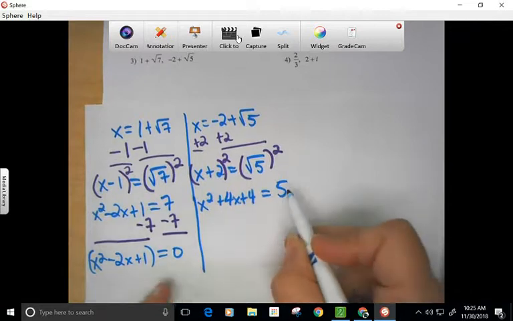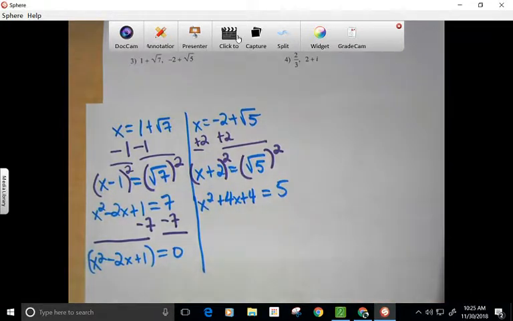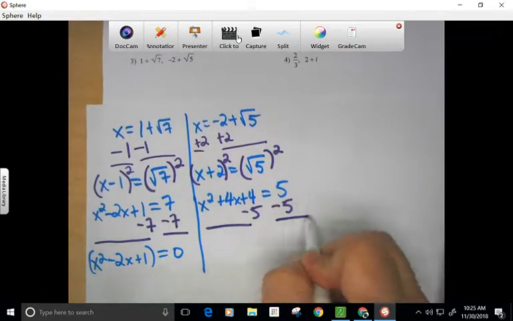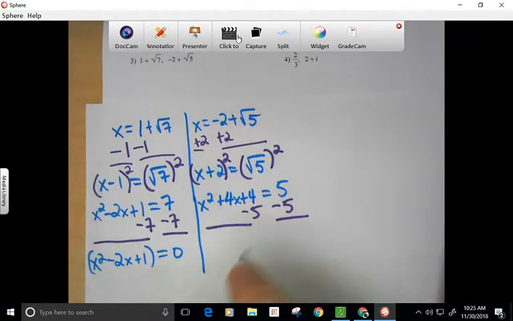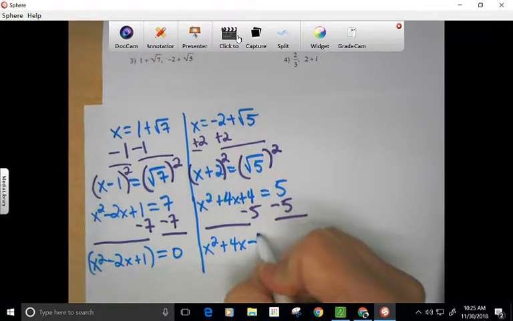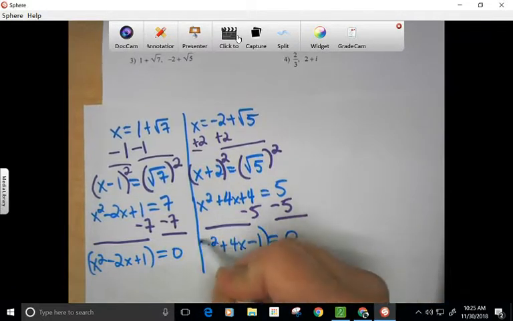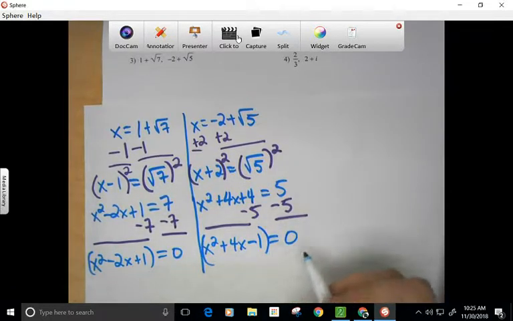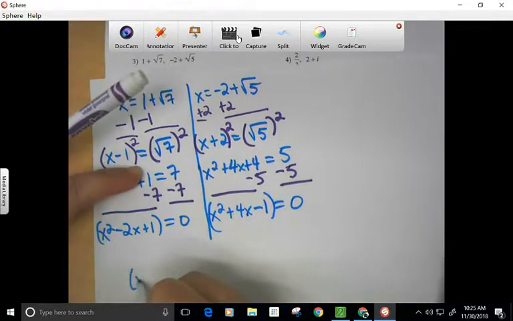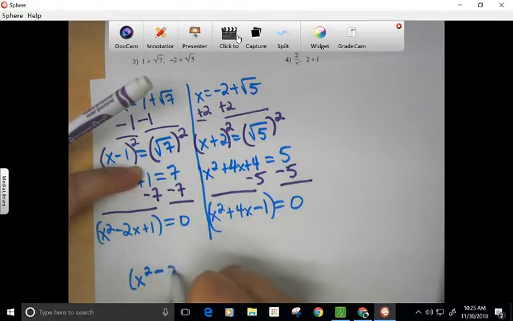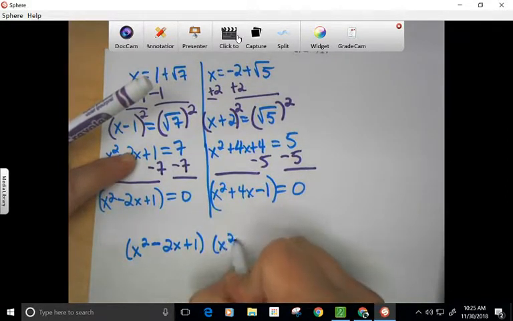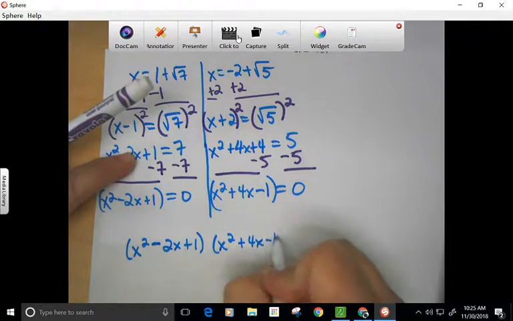Now, in order to get this set equal to 0, we're going to subtract 5 from both sides, and we get x squared plus 4x minus 1 equals 0. So now that it's set equal to 0, we know this is the factor that we can use. That means that we need to multiply these two trinomials together. So x squared minus 2x plus 1 will need to be multiplied with x squared plus 4x minus 1.